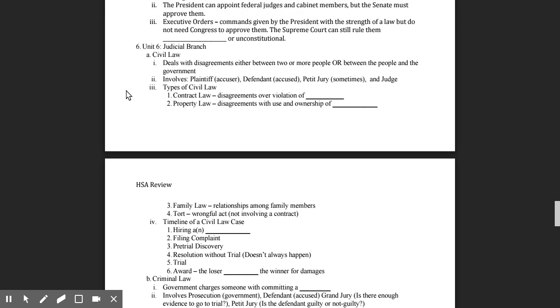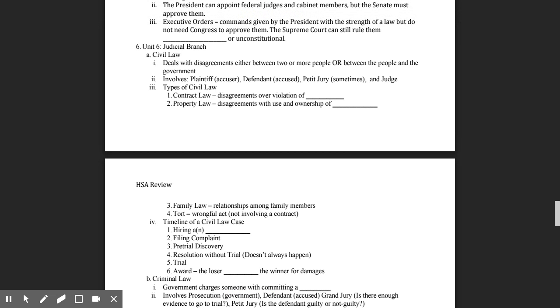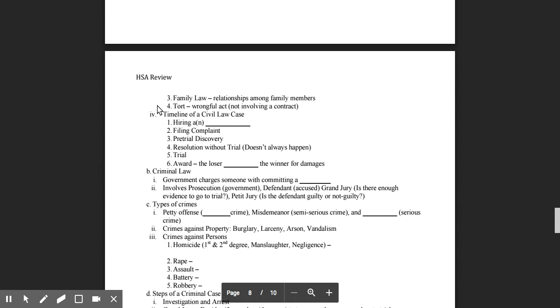a judge. The types of civil law are contract law, which involves disagreements over a violation of a contract or agreement; property law, which covers disagreements with the use and ownership of property; family law, which deals with relationships among family members, such as divorce and adoption; and tort, which is a wrongful act not involving a contract.